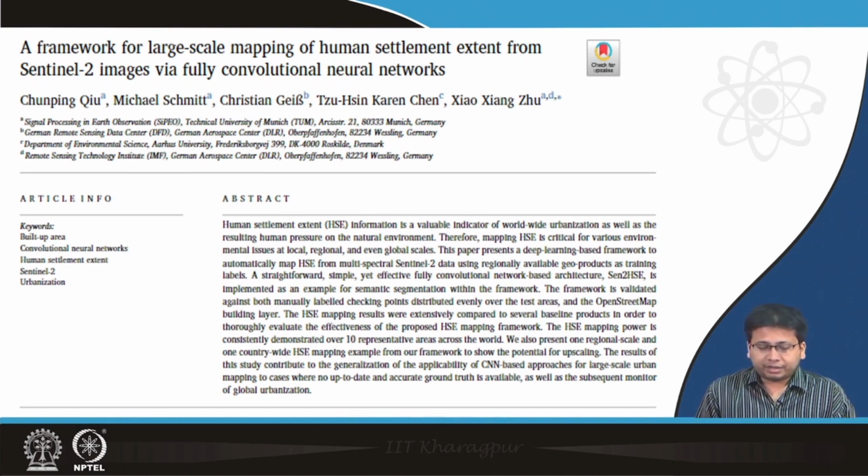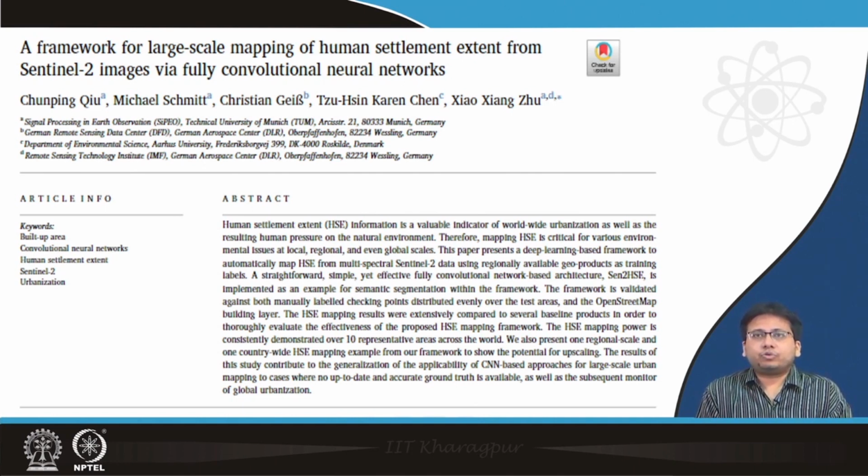The results of this study contribute to the generalization of the applicability of CNN based approaches for large scale urban mapping to cases where no up to date and accurate ground truth is available, as well as the subsequent monitoring of global urbanization.